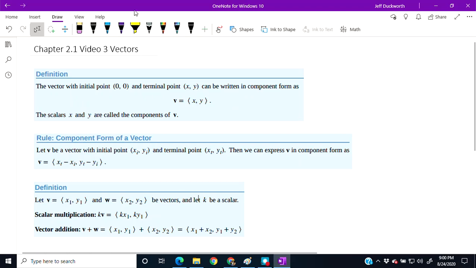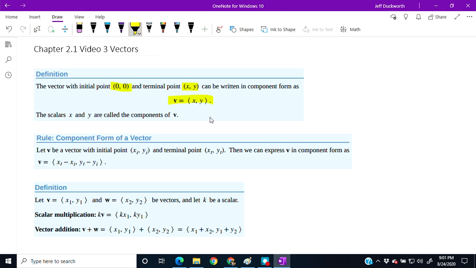Third video is going to deal with a bit more notation as well as a couple of definitions. So if we're looking at the point where we have initial point 0, 0, and a terminal point of some point x, y, we can write that vector using these angle brackets around them. And angle bracket x, y, close angle bracket would be the proper notation to do that. Again, that's if we're starting from point 0, 0.